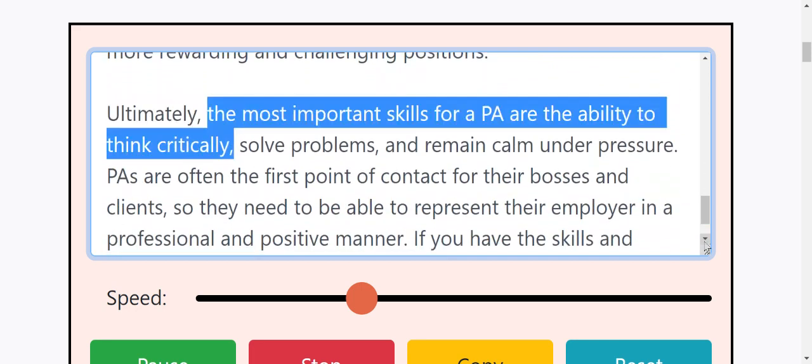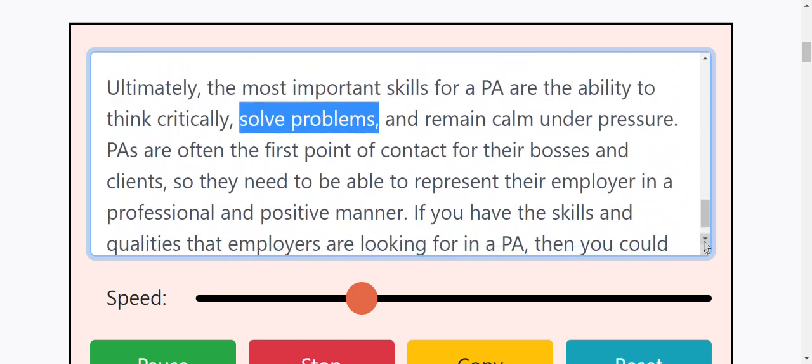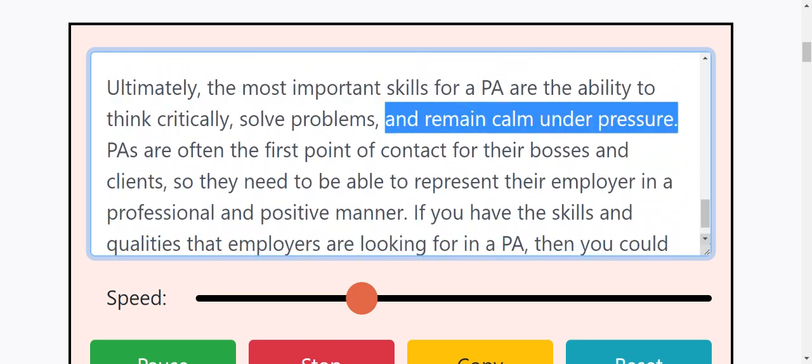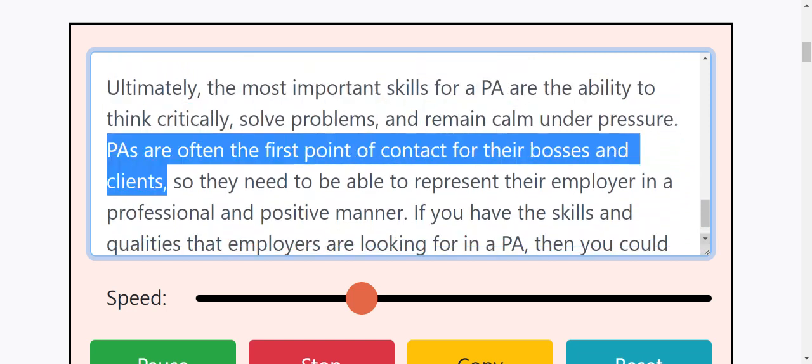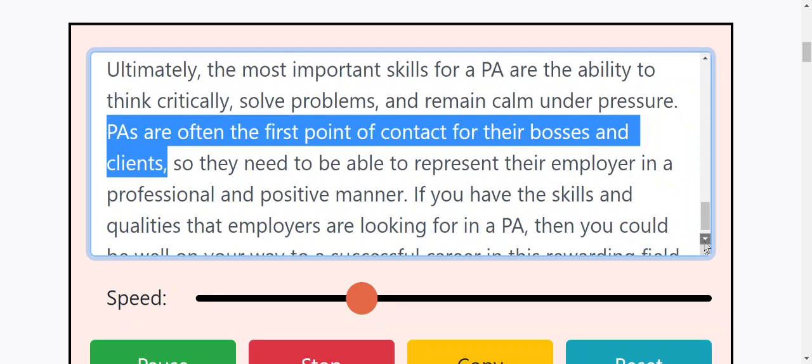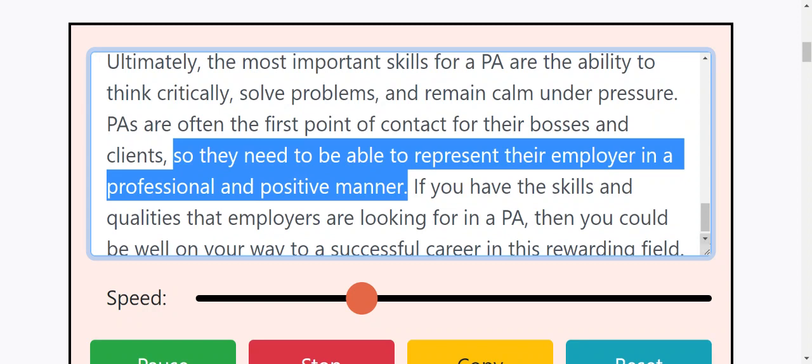Ultimately, the most important skills for a PA are the ability to think critically, solve problems, and remain calm under pressure. PAs are often the first point of contact for their bosses and clients, so they need to be able to represent their employer in a professional and positive manner.